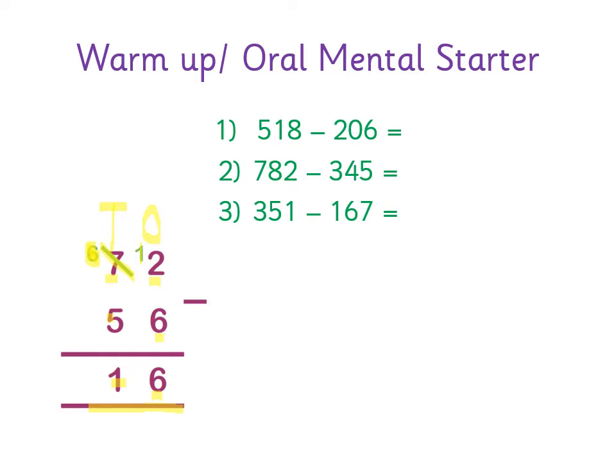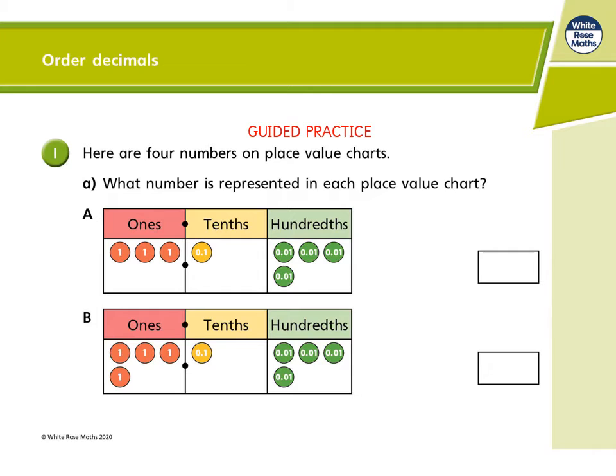I'd like you now to complete 1, 2 and 3. Pause the video so you can do that, and then let's move on to our objective for today. So Lucy, our objective for today is to order decimals. So first of all, our guided practice is here are 4 numbers on place value charts. What number is represented in each place value chart?